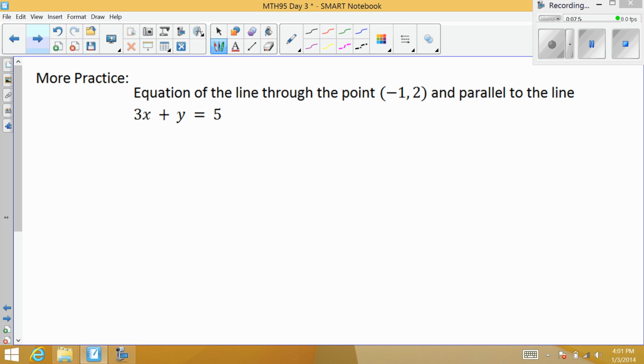Okay, this one's a little bit trickier, just because you got to think a little more. We're given a point, and rather than being told what the slope is, we're simply told it's parallel to this line. And then with this line, it's not in slope-intercept form. So we're going to have to first rewrite it. We can subtract 3x from both sides. What we're trying to do is get it into our standard slope-intercept form, y equals mx plus b.